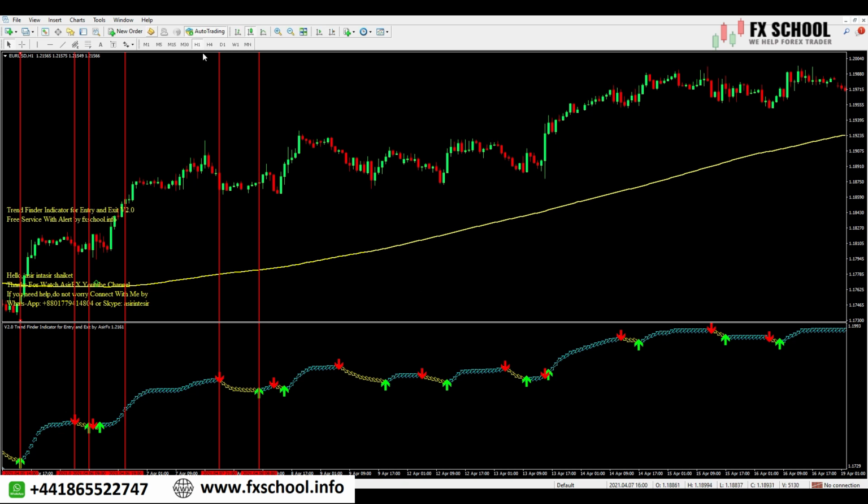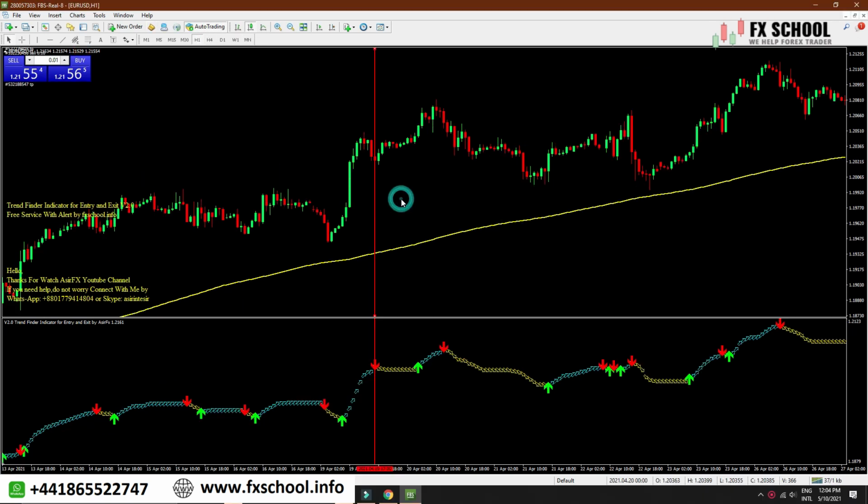And you have to use the 1 hour time frame, and the EUR/USD currency pair is best with this strategy, and do not use a smaller time frame. Minimum you have to use the 1 hour time frame, and if you use more, then it will be good.